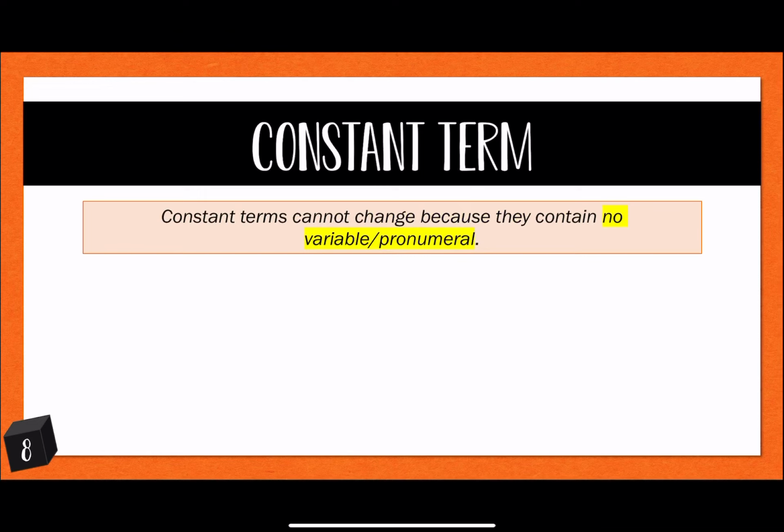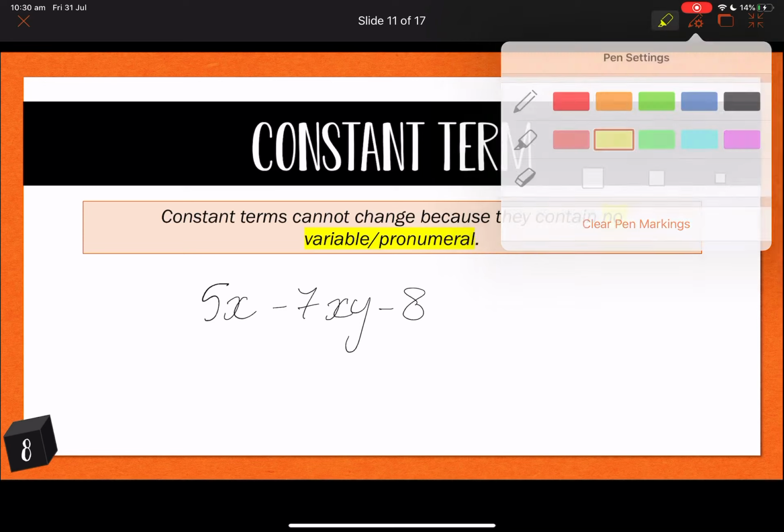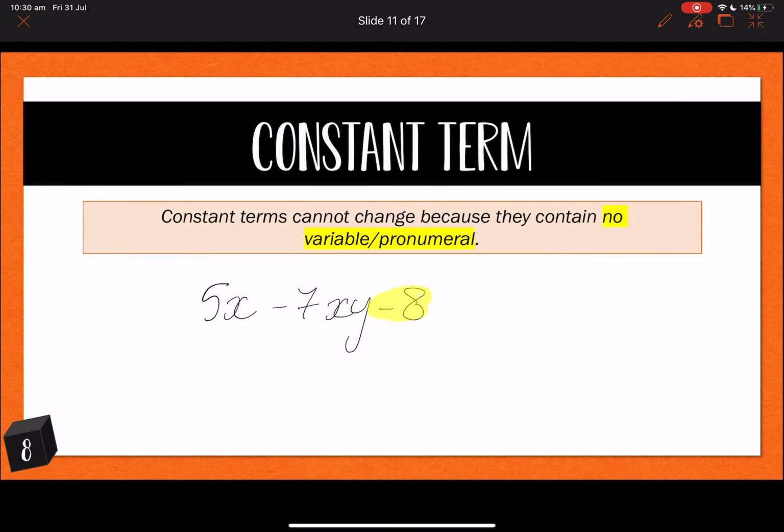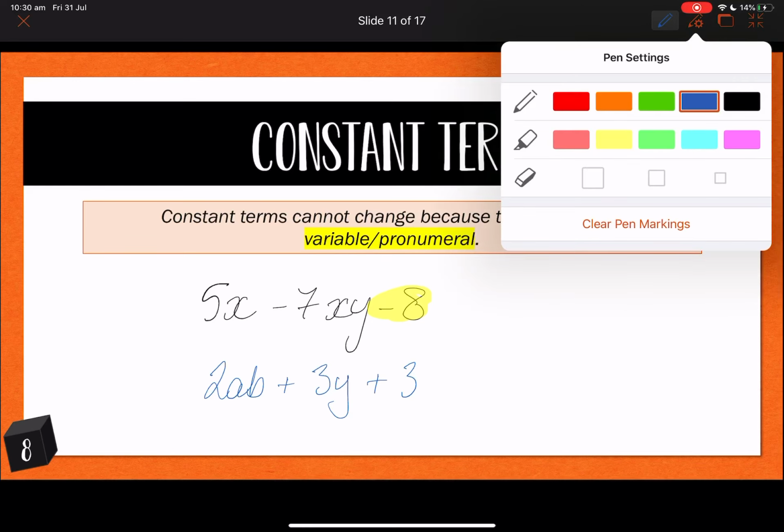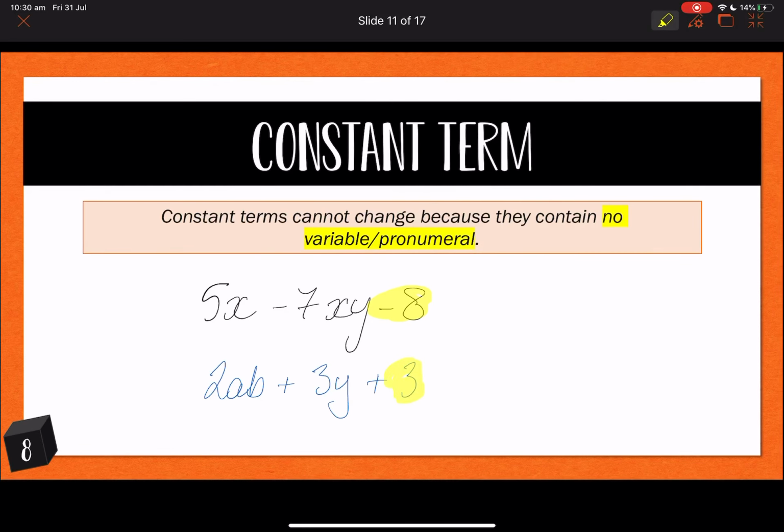Now, constant terms are terms in an expression that contain no pronumerals or variables, and they are basically just numbers by themselves. So in this example here, 5x, take 7xy, take away 8, if I said to you, what is the constant term in this expression? The constant term is -8. I'll show you just one more example. If I had 2ab plus 6y plus 3, my constant term is going to be 3 because there's no pronumeral associated with it.